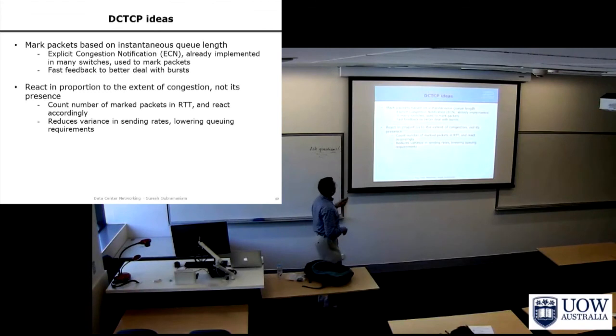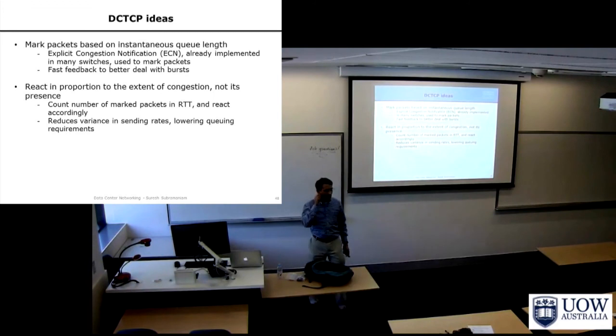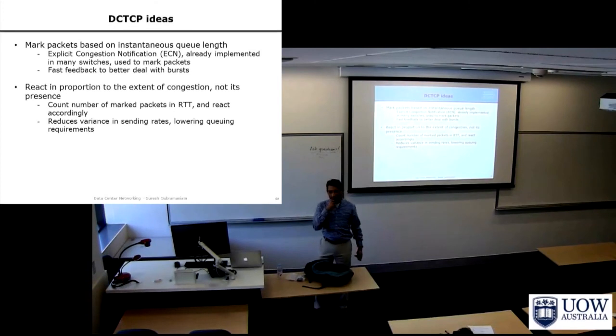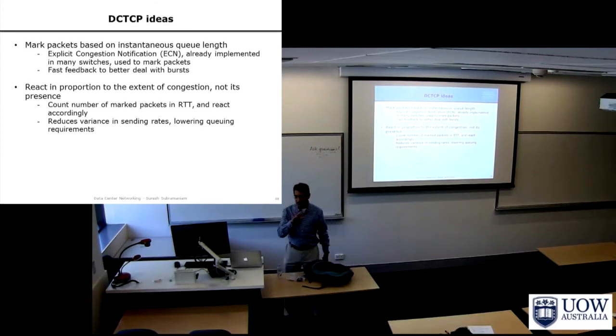So TCP was modified to better deal with this. In the internet, TCP is designed to react to the existence of congestion, and that manifests itself as a packet drop, right? Whereas in a data center, that doesn't work. So they changed it so that TCP reacts not just to the presence or absence of congestion, but to the extent of congestion. The idea was to not simply look at packet drops, but to look at what is the extent of congestion.